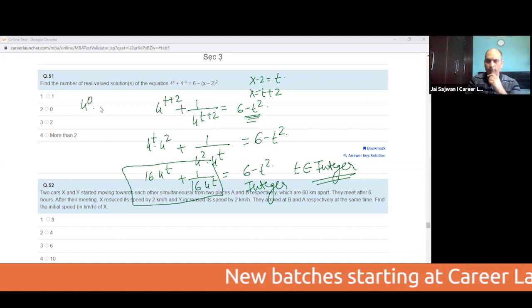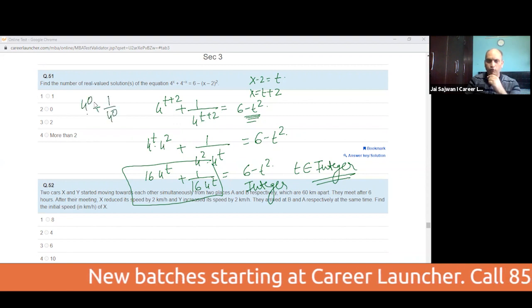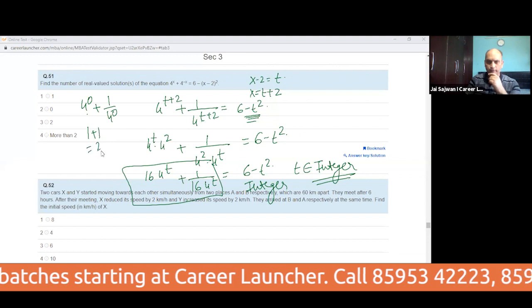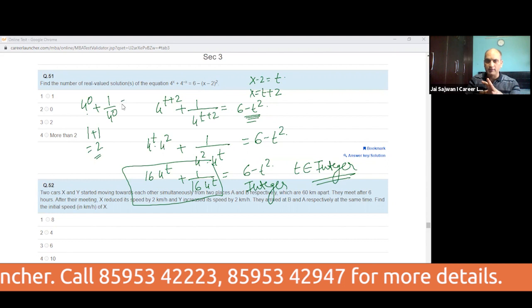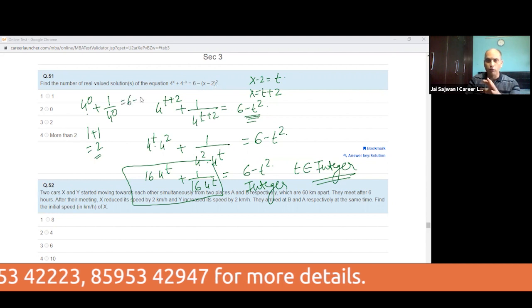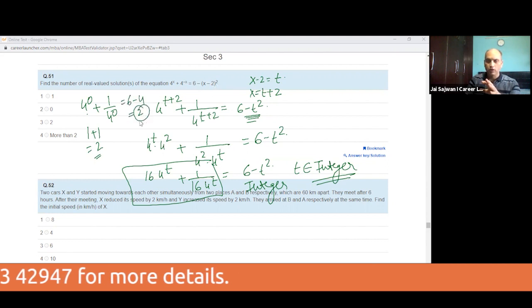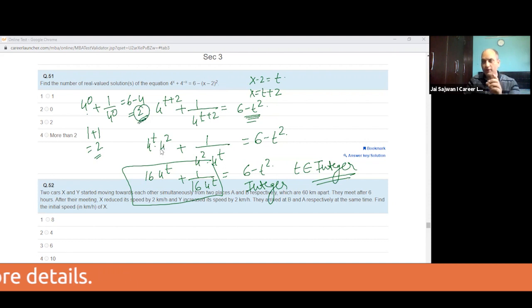So that gives you 4 to the power of 0, 1 upon 4 to the power of 0. 4 to the power of 0 is 1, plus 1 is 2. Now, if you are putting x is equal to 0, this will be 6 minus the square of 0 minus 2, which is 4. That comes out to be 2. This is the only value which is going to satisfy.